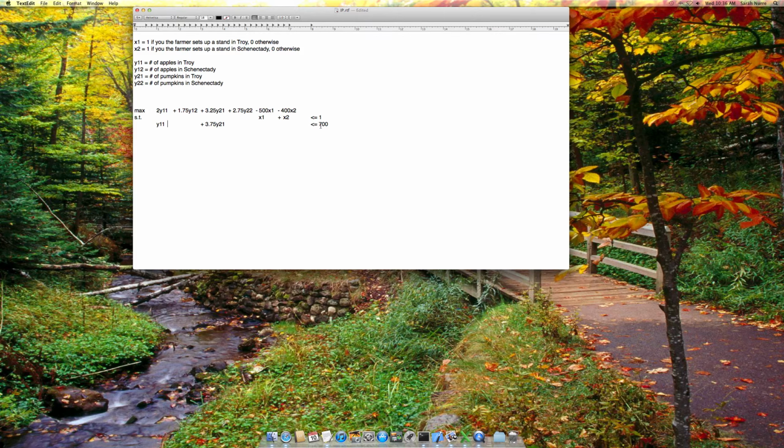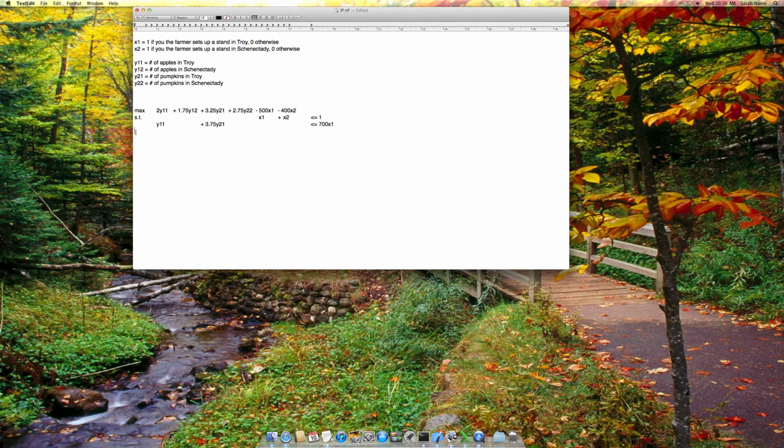We can't incorporate these if-then statements into our solver. We want to incorporate them into an equation. So for this particular case, to capture that, all I'm going to do is multiply times x1. Here I say x1, if x1 equals 1, then I get my real constraint, that these values are less than or equal to 700. I can't exceed the capacity of the stand. Otherwise, if this equals 0, then these values will be forced to 0, which is exactly what I want. I don't want to bring any apples to Troy if I don't have a stand there.